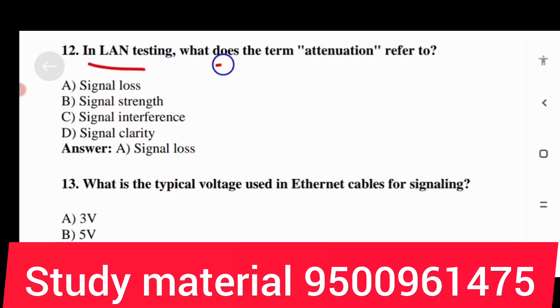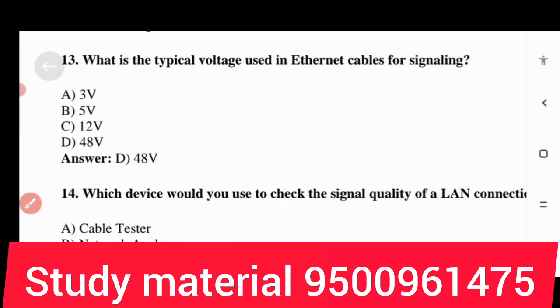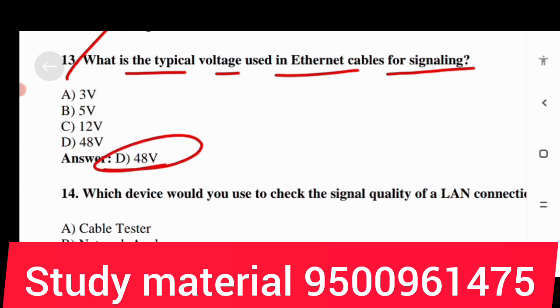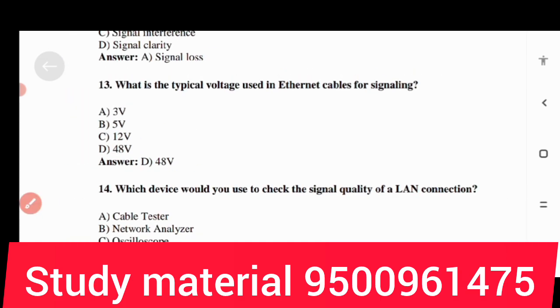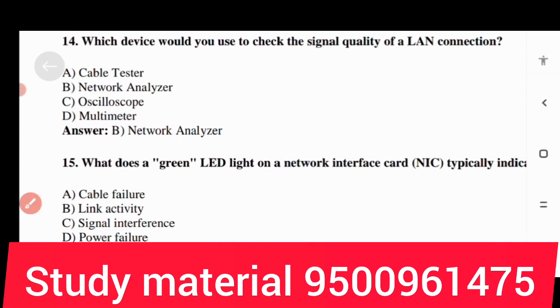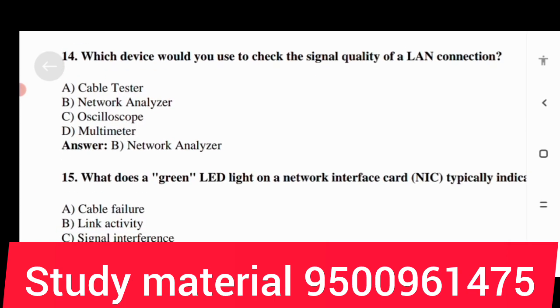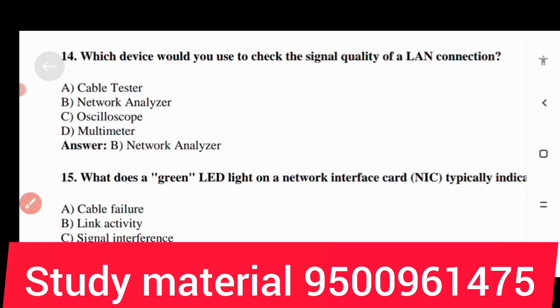In LAN testing, what does the term attenuation refer to? Signal loss. What is the typical voltage used in Ethernet cables for signaling? 48 volt. Which device would you use to check the signal quality of a LAN connection? Network analyzer.